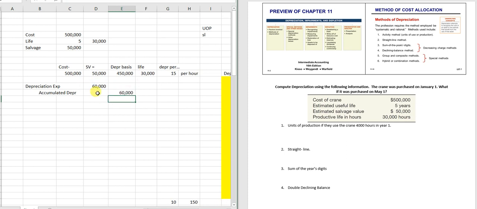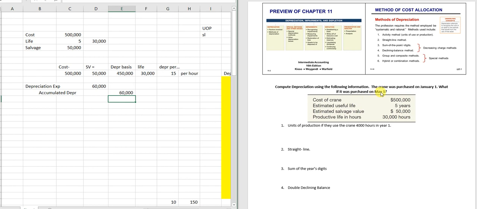So in all cases, no matter which number we come up with, your entry is going to be debit depreciation expense, credit accumulated depreciation. Don't follow the PowerPoint simply because it doesn't do a partial year, and some of your homework does.